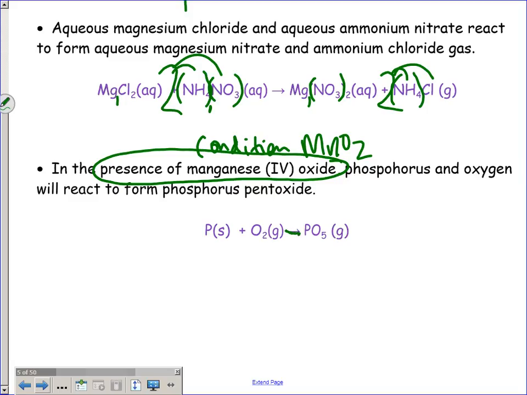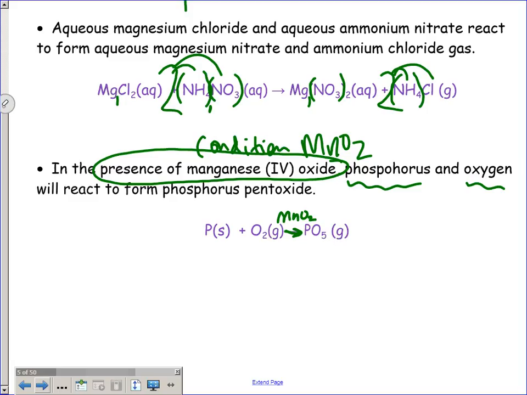So above your arrow, you should put MnO2, not as a reactant, not as a product. It's just a simple condition of the experiment, just like you would have drawn heat, that triangle. I didn't draw the first one, but I'll go back and show you. So now you see phosphorus as one reactant, oxygen as another reactant, phosphorus pentoxide as a product. So MnO2 is just a condition.